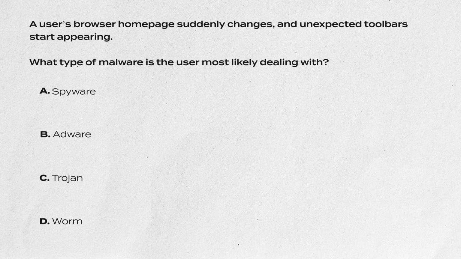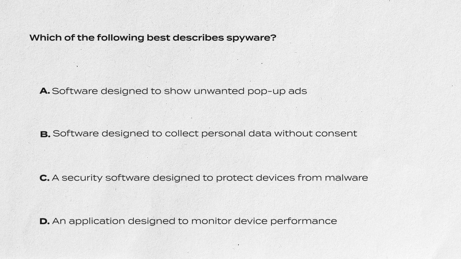The answer is B, adware. Adware often causes unwanted changes to the browser settings and displays unwanted toolbars to push advertisements. Okay, last question. Which of the following best describes spyware? A. Software designed to show unwanted pop-up ads. B. Software designed to collect personal data without consent. C. A security software designed to protect devices from malware. D. An application designed to monitor device performance.